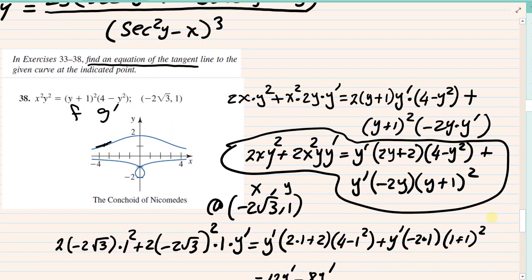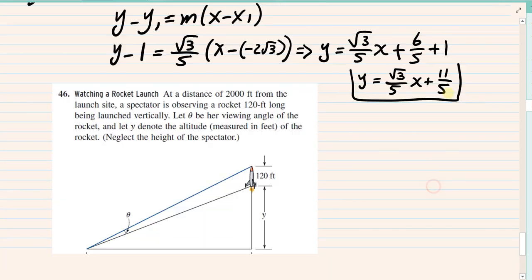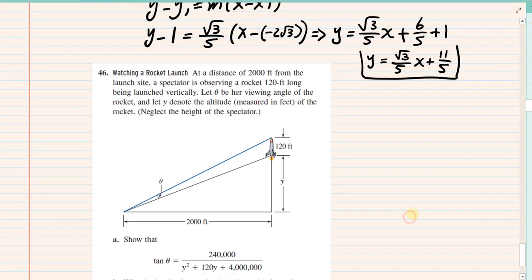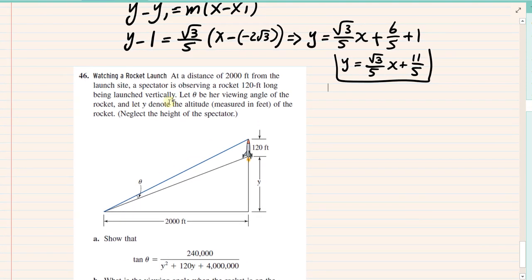Okay, and we did find the equation of the tangent in this one. Let's take a look at one last problem. This is actually an application problem that we're going to take a look at. So let me shrink this a bit, and let me fix this image for a moment.